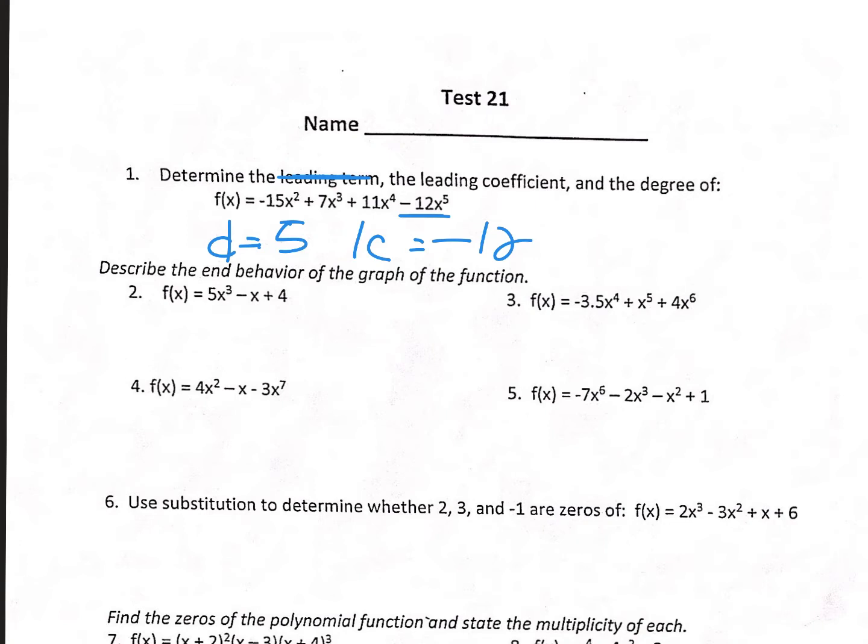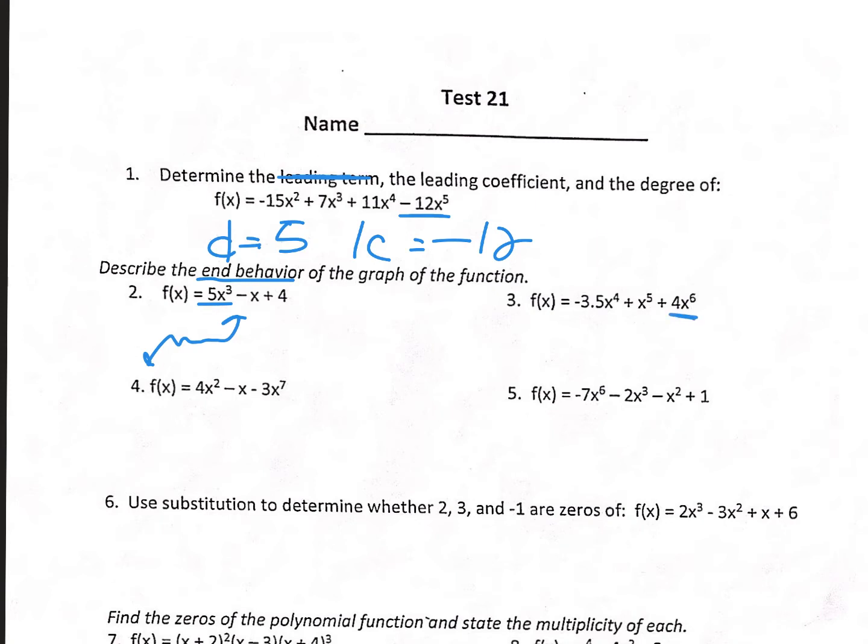All you got to do on 2 through 5 is describe the end behavior. That's where we go like, our gestures, even, odd, even, odd. Okay, so that one's odd, and it's got a positive 5 in the front, which means it's going down left and up to the right.